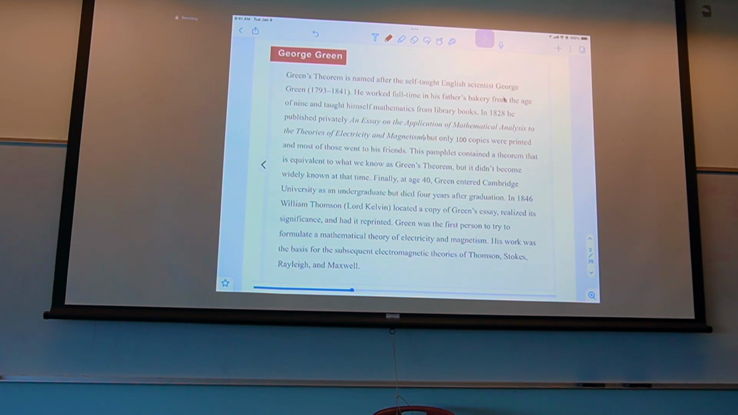Wow, interesting, isn't it? He taught himself. He worked full-time in his father's bakery from age 9, and he taught himself from library books. Isn't it inspiring? You can teach yourself. And then he entered Cambridge University as an undergrad at 40 years old. So it's never too late to start, right? So inspiring. But he died 4 years after graduation.